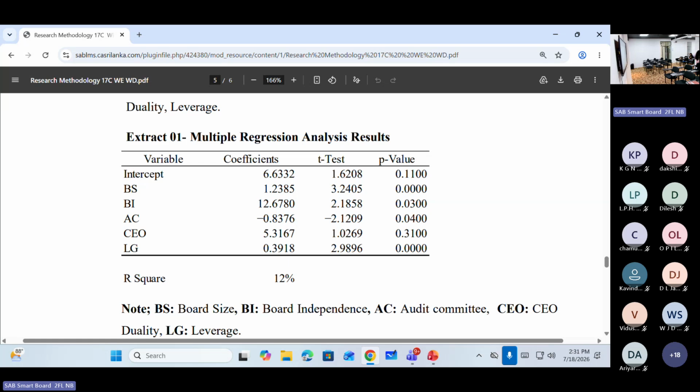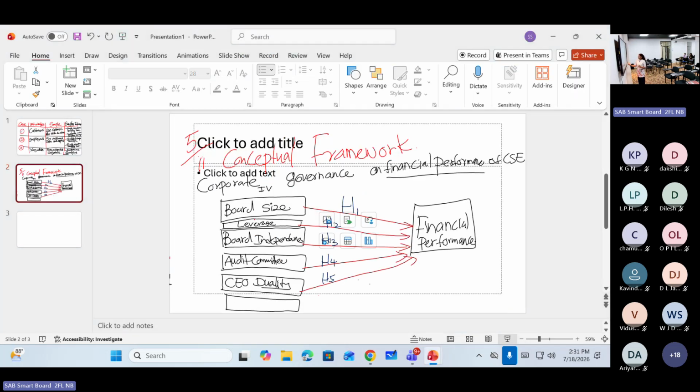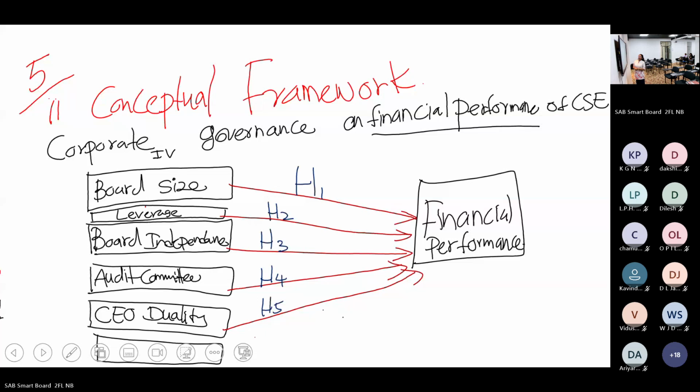Now, second bullet point, write down the second hypothesis, H2. What is H2? In this research, we tested the leverage on the financial performance. Right? Write it down. Is that the leverage in your case H2? No. That is board independence. So I will write H2, board independence.